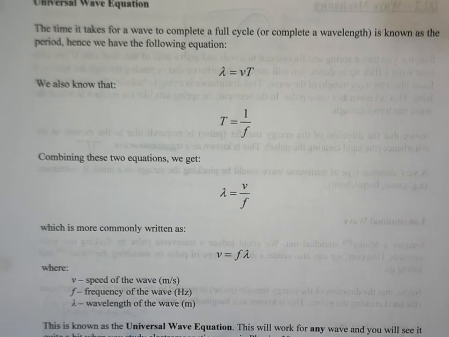Now let's look at this thing called the universal wave equation. In the last couple of units, we've talked about the time it takes to complete a full cycle, or in our case, to use the wave terminology, a full wavelength. We call this the period. So we could develop the following equation.